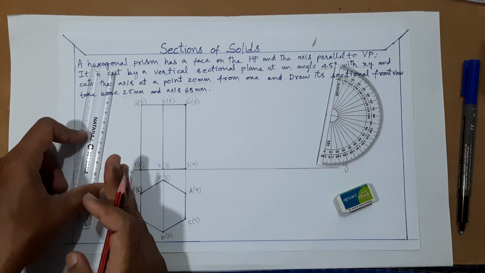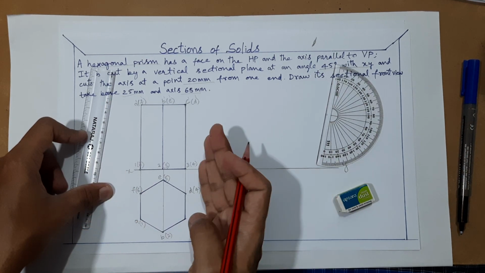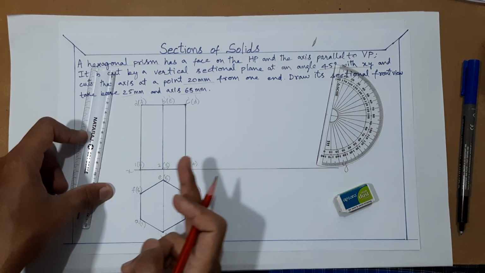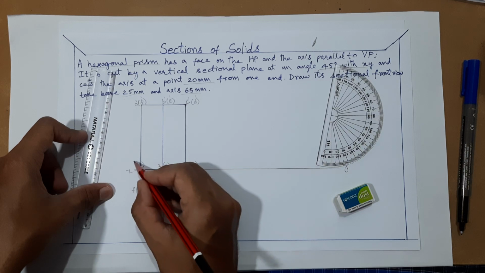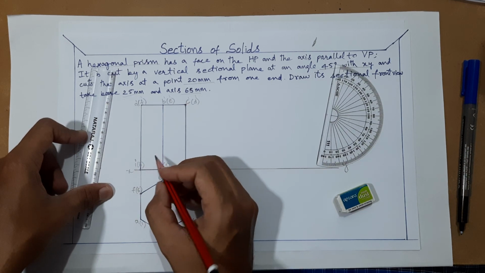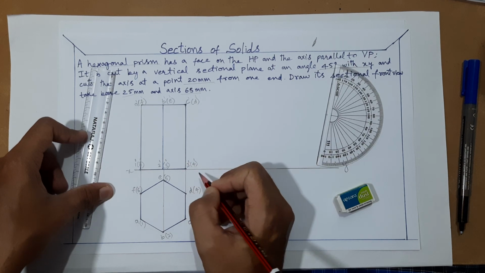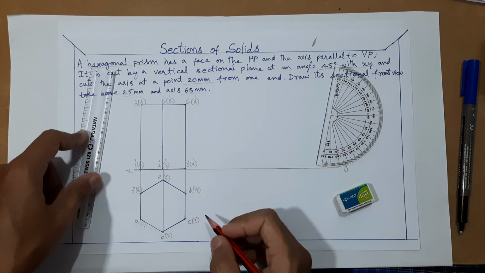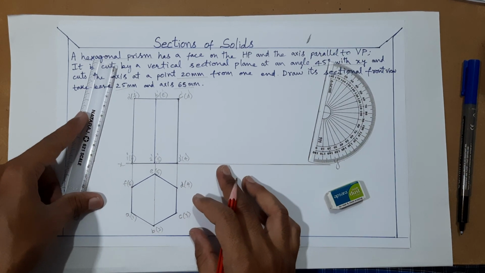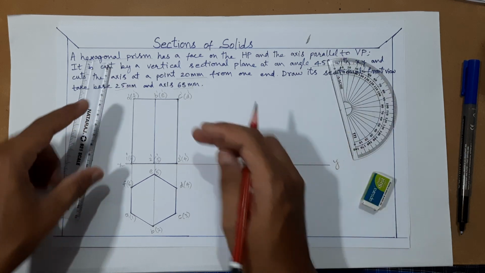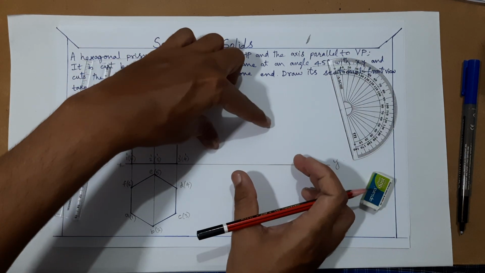You have to go like this: 1, 2, 3, then 4, 5, 6. Here also dashes because it is the front view: 1 dash, 6 dash, 2 dash, 5 dash, 3 dash, and followed by 4 dash. Now what? This front view is over. This diagram you redraw here like this.